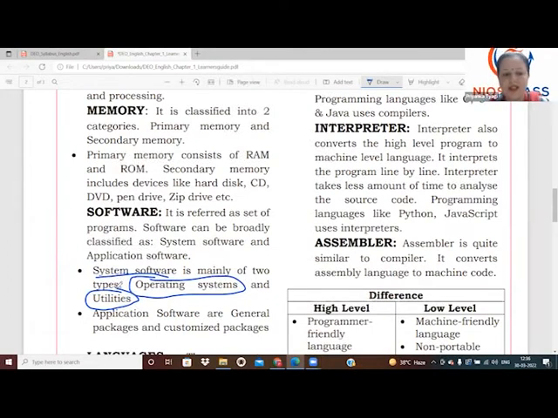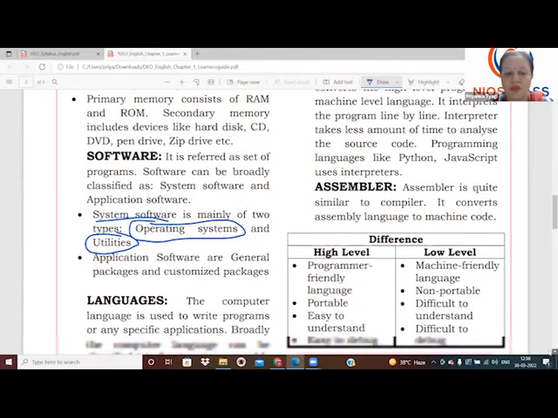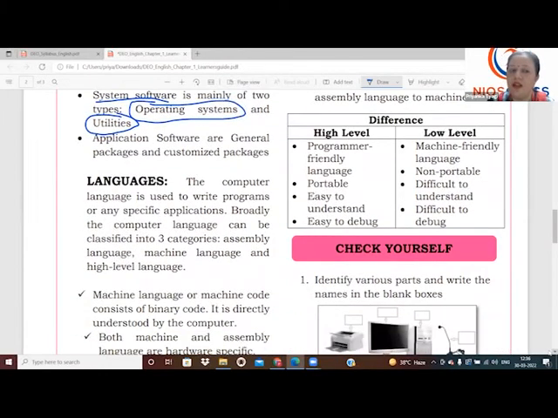Now, next is your application software. Application software comprises two types. One is your general packages, second is your customized packages. Now, what are general packages? General packages are software which is used for general purposes.